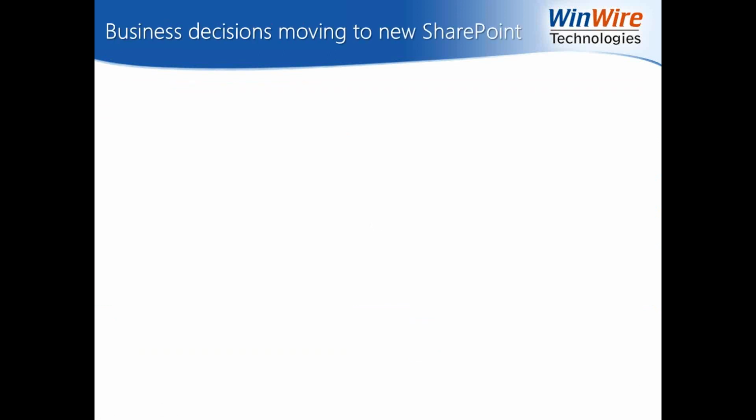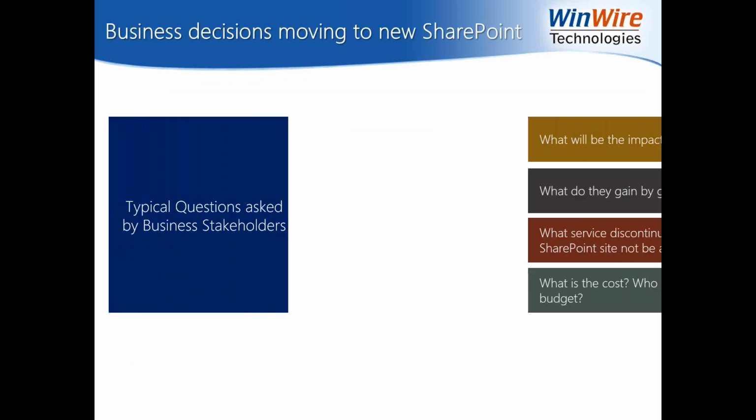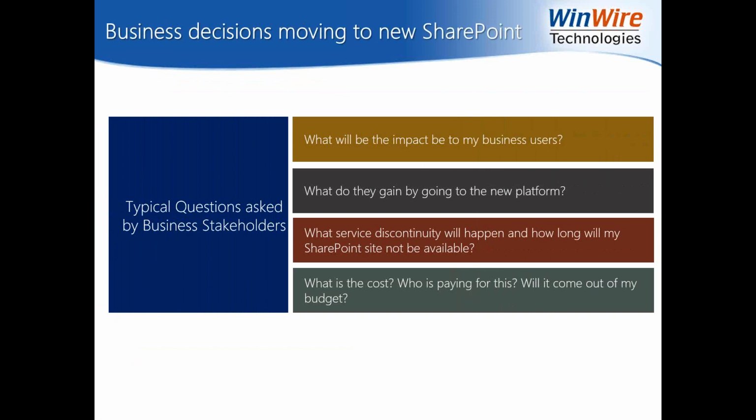It's rare that organizations are in the second spectrum. Most of the times we run into organizations which are somewhere between the middle of the two spectrums. Now, as you move and evolve as an organization, the most important questions to document and qualify before you begin any sort of migration or modernization efforts is to qualify and quantify the business impact of your decision to move to a newer version of SharePoint. So what do they gain by going to the new platform?